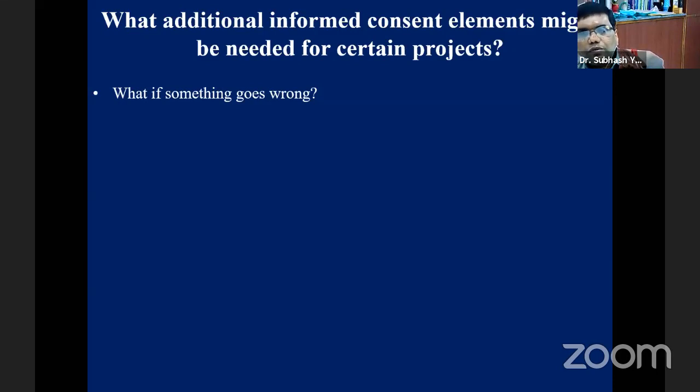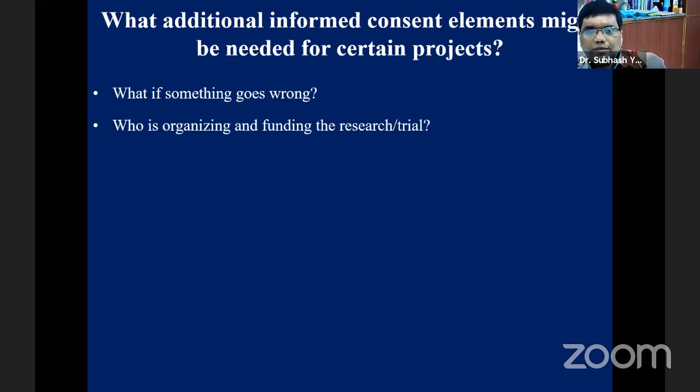What if something goes wrong? The patient will ask, and you have to state what is going to happen if some emergency comes, if I become ill, who is going to take care, as I previously said, whom I am going to contact. So these things should be clearly written in the informed consent process. And who is organizing and funding the research trial, this should also be mentioned in the informed consent form.